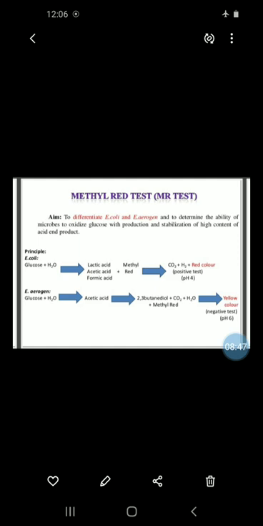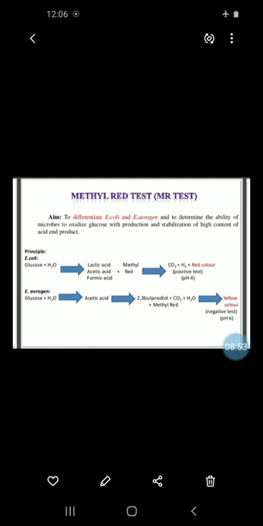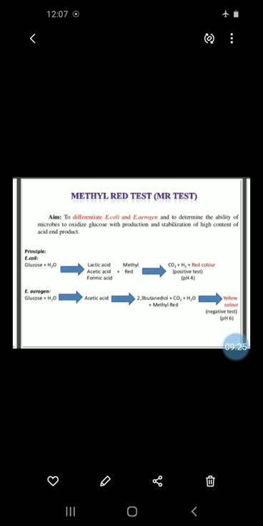To differentiate E. coli and E. aerogenes, and also to determine the ability of microbes to oxidize the glucose with production and stabilization of a high content of acid end products. Next, we will see the principle of this test.